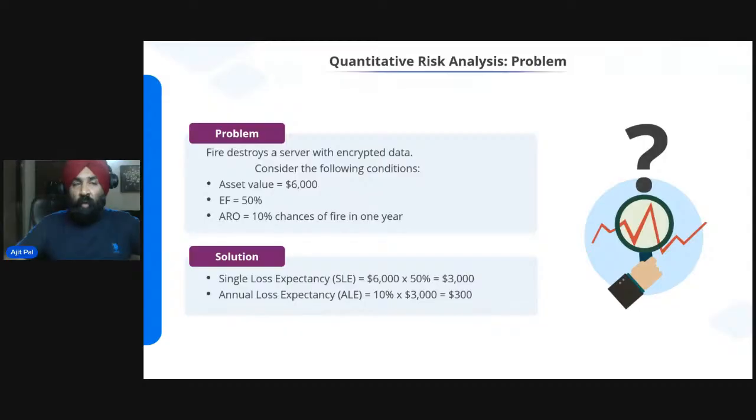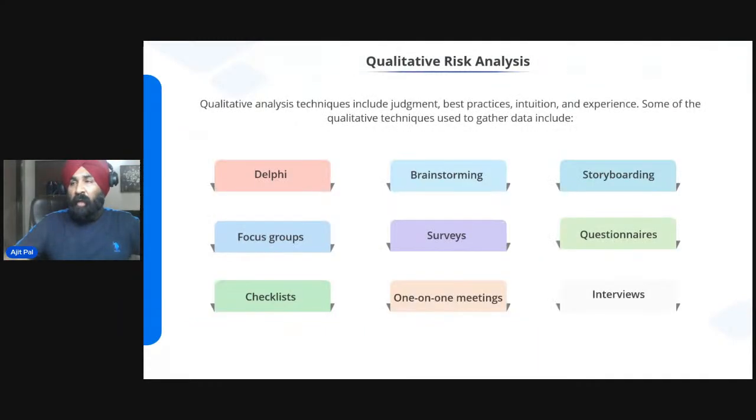Always remember that quantitative is applicable to tangible assets, and it is dollar based. Value is calculated in terms of dollars. Qualitative risk analysis involves judgment, best practices, intuition, and experience. So Delphi, brainstorming. Brainstorming is very, very commonly used. Delphi is a silent form of brainstorming where you call experienced people and ask them to give anonymous views, then checklists, surveys, questionnaires.